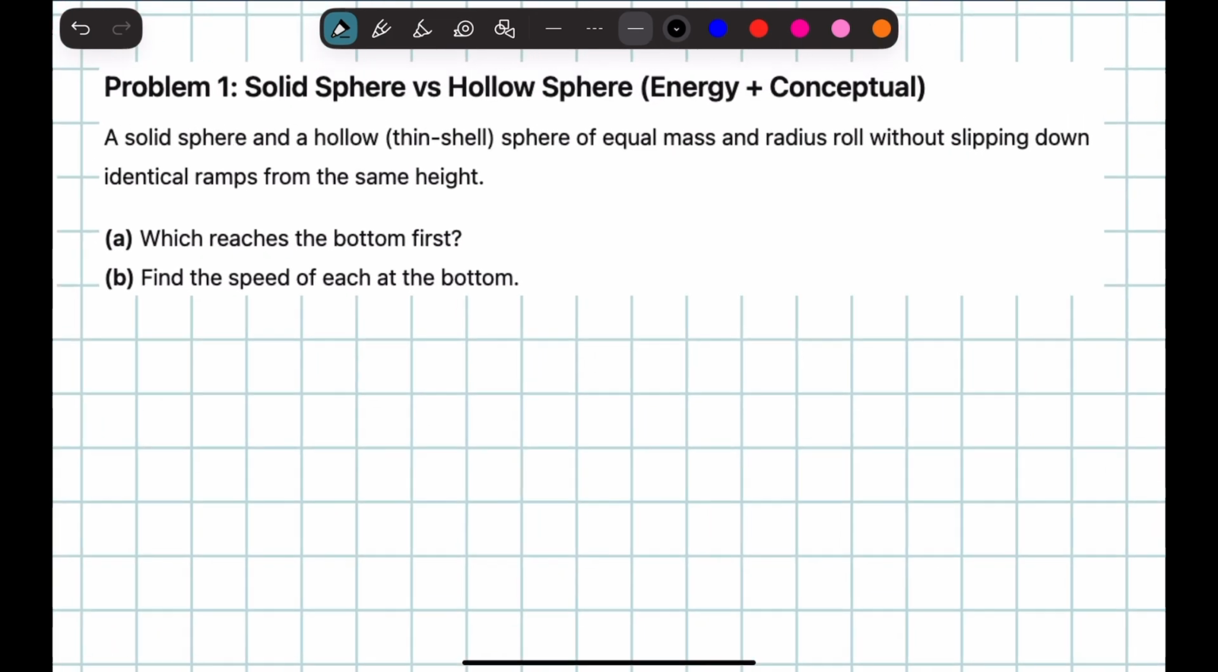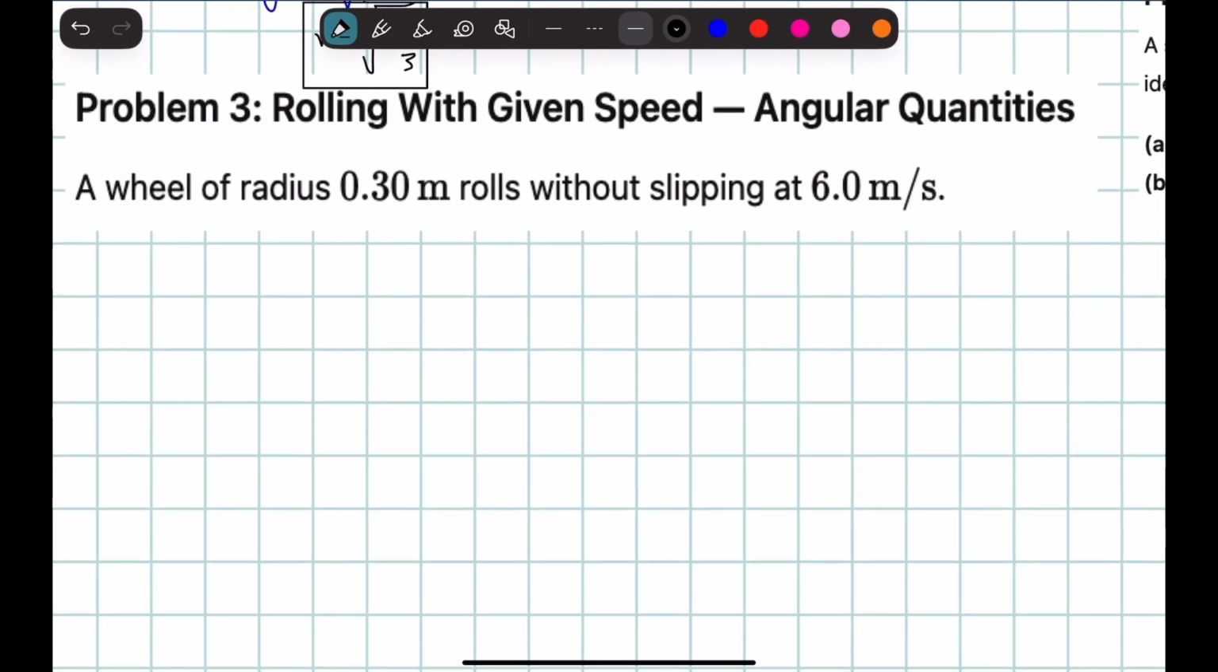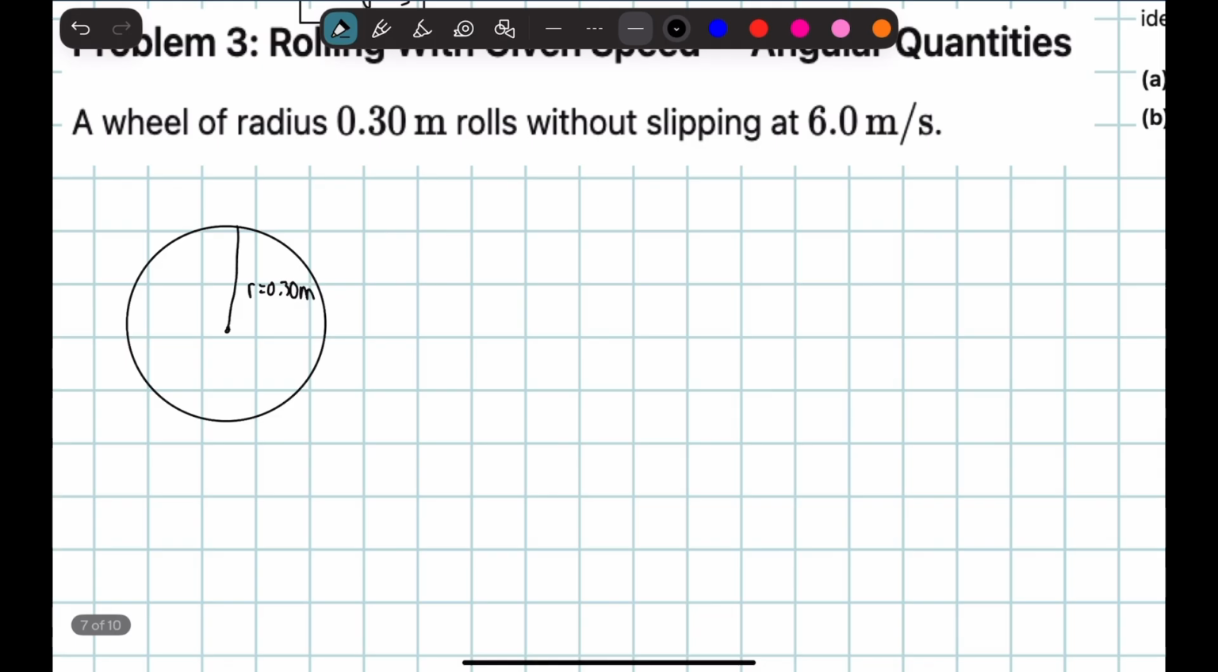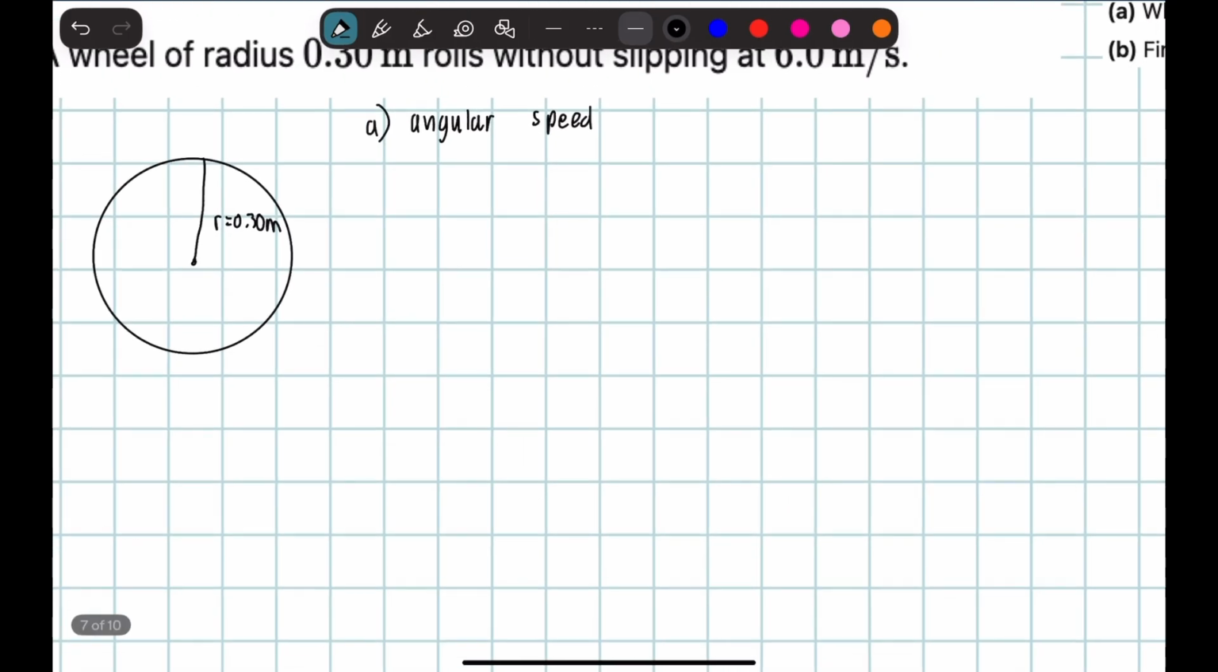Now let's move on to this question about rolling with given speed. Let's say we have a wheel of radius 0.30 meters, so r is equal to 0.30 meters, and it rolls without slipping at 6.0 meters per second. We want to find the angular speed first. This is our first part of the question. So omega is equal to v divided by r, which is 6.0 divided by 0.30, and that's going to equal 20 rad per second.